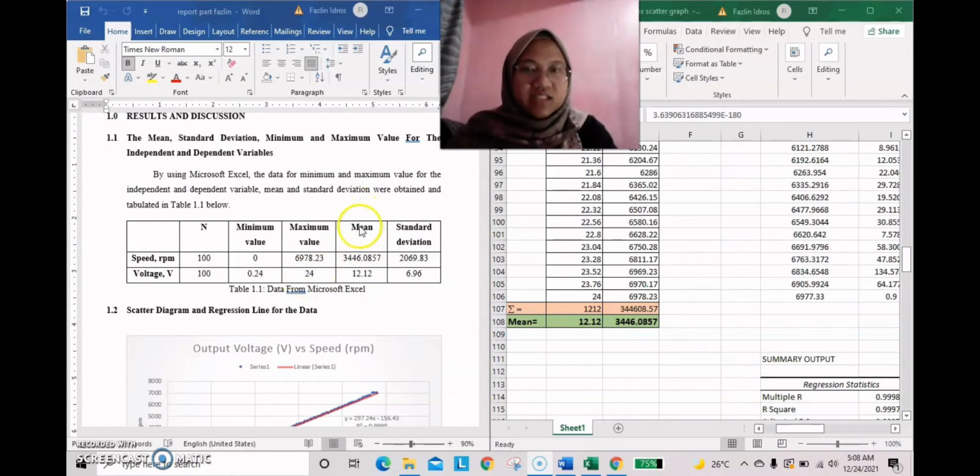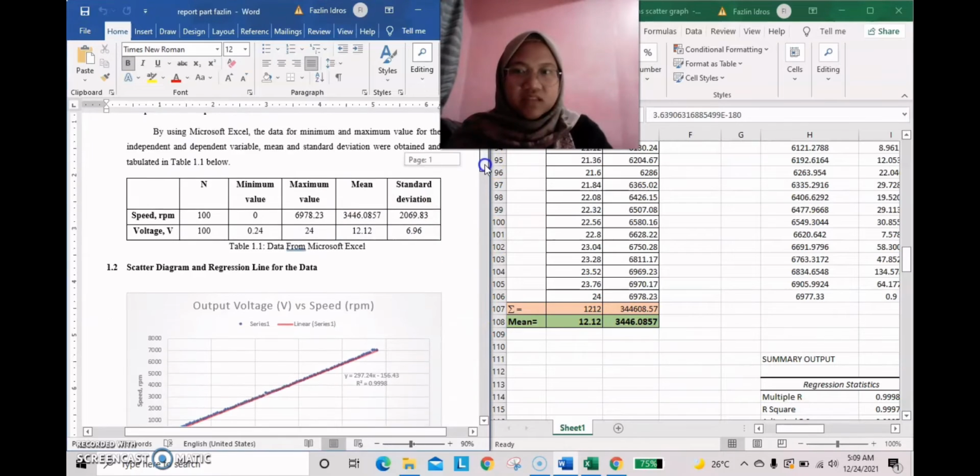We can see here the value of the mean for speed is 2446.0857, and for the voltage is 12.12, and the standard deviation for the speed is 2069.83, and for the voltage is 6.96. As you can see here, I'm going to show the mean first. For the mean, I've done it in Excel, and I got the exact same value as the Excel.